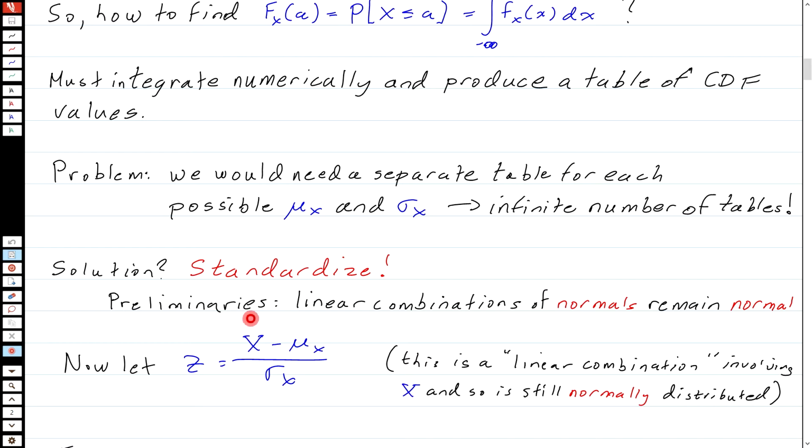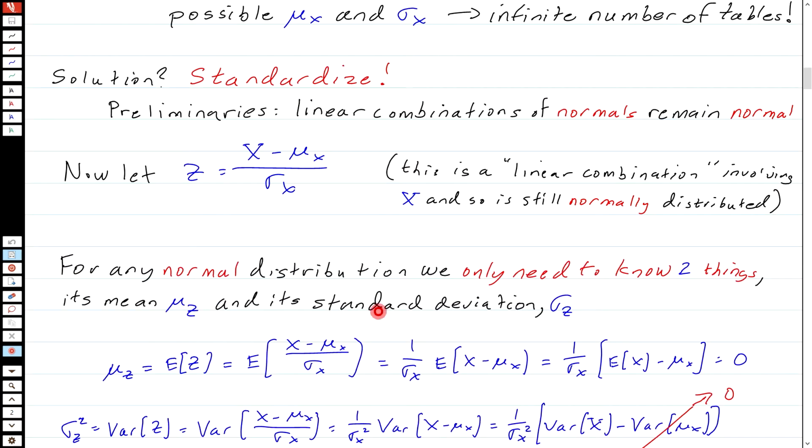Some properties of normal distributions is that linear combinations of normals remains normal. So if I have a linear sum of normally distributed random variables, or a normally distributed random variable times a constant plus a constant is still normally distributed. That means that this quantity x minus its mean divided by its standard deviation, this is x, which is normally distributed, minus a constant divided by a constant. This whole thing is still normally distributed. So basically z is normally distributed, and then all I need to know about z is what its mean and standard deviation is.